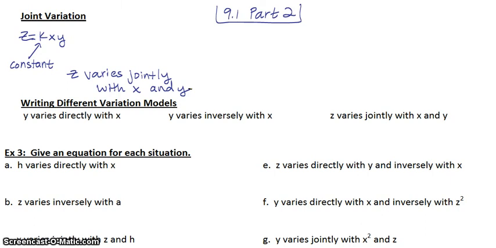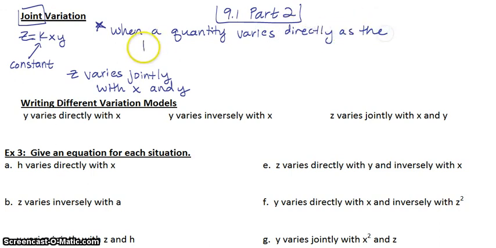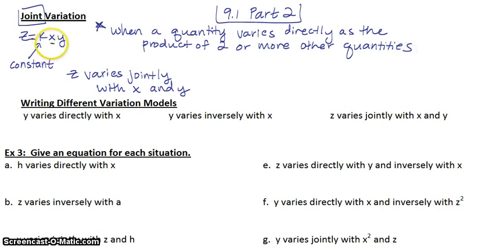And then the other thing you need to know is joint variation is actually also direct variation. So joint variation is when a quantity varies directly as the product of 2 or more other quantities. Your choice whether or not you write this down, but when a quantity varies directly as the product of 2 or more other quantities. So the key word is it's direct variation really, but they're multiplied together with the k.